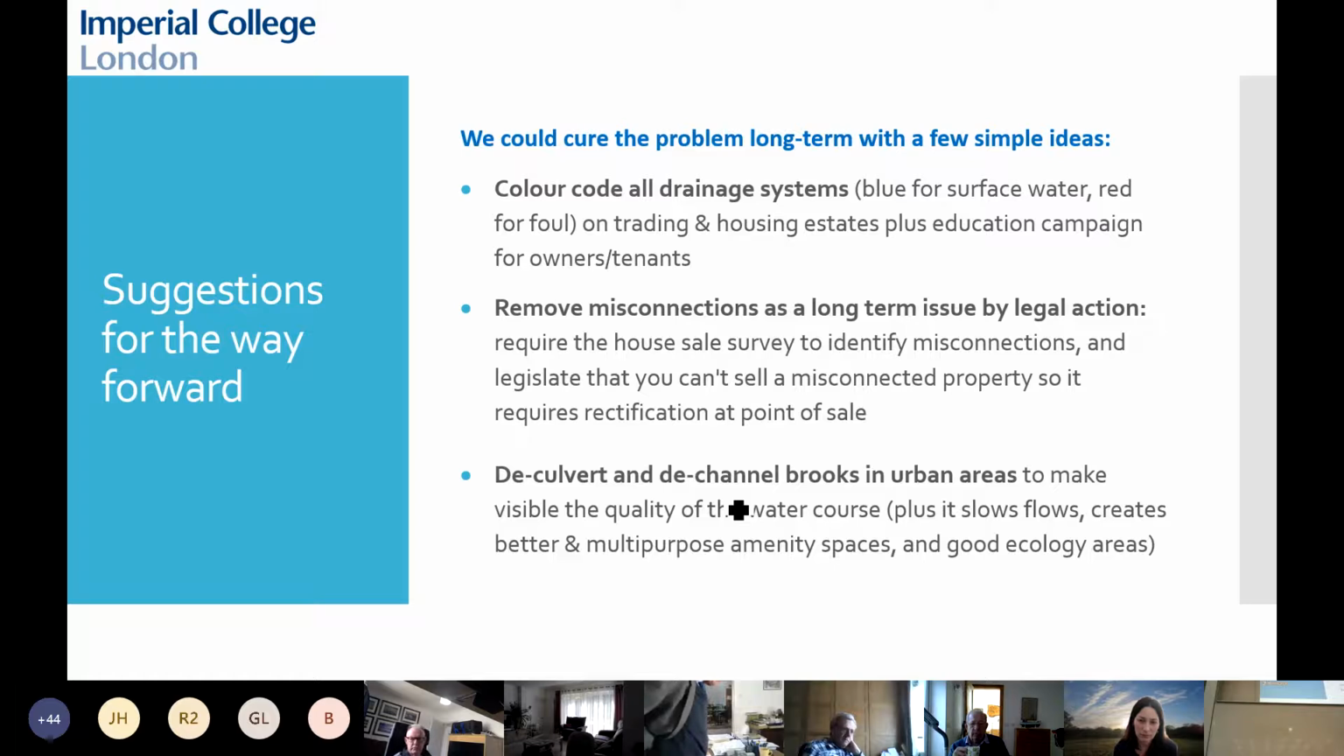And the final one was deculverting. It's opening up to the open air brooks that are currently covered over. People care about their local water. If they can see the water, if they know it's got foul stuff going into it, then they can do something about it. Whereas if it's culverted, if it's covered over, nobody knows what's going on and we don't care. So if you deculvert it, you get cleaner water, you get better amenities, you get people who are enjoying some water around them because they always enjoy water around them, good ecology areas, win, win, win.